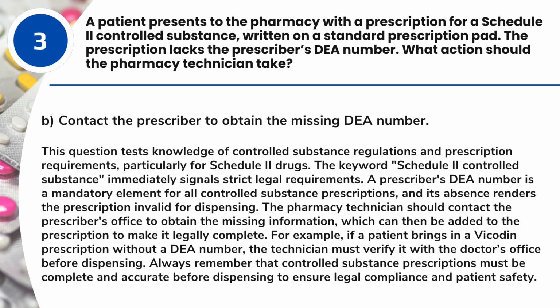For example, if a patient brings in a Vicodin prescription without a DEA number, the technician must verify it with the doctor's office before dispensing. Always remember that controlled substance prescriptions must be complete and accurate before dispensing to ensure legal compliance and patient safety.